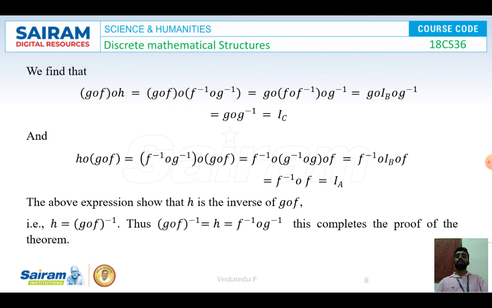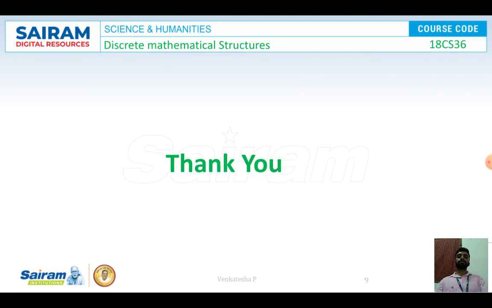I got it here. Therefore, h will be equal to (g∘f) inverse. But in the starting I assumed that h is equal to f inverse ∘ g inverse. So I can conclude that (g∘f) inverse will be equal to f inverse ∘ g inverse. So this completes the proof of the given theorem. Thank you.